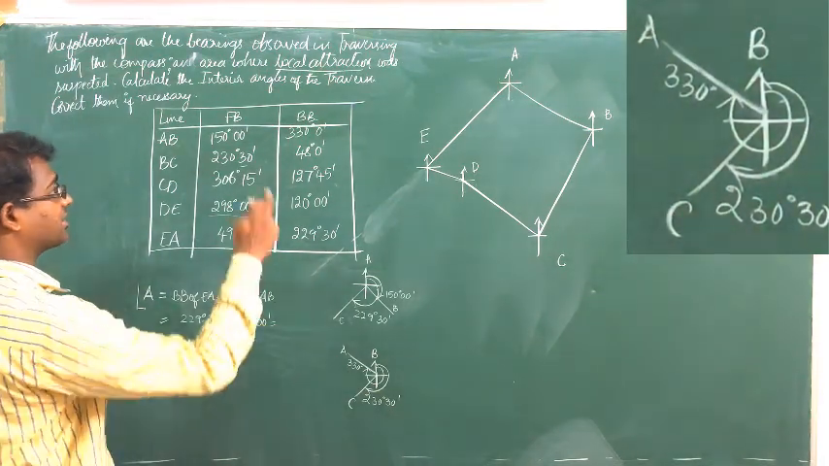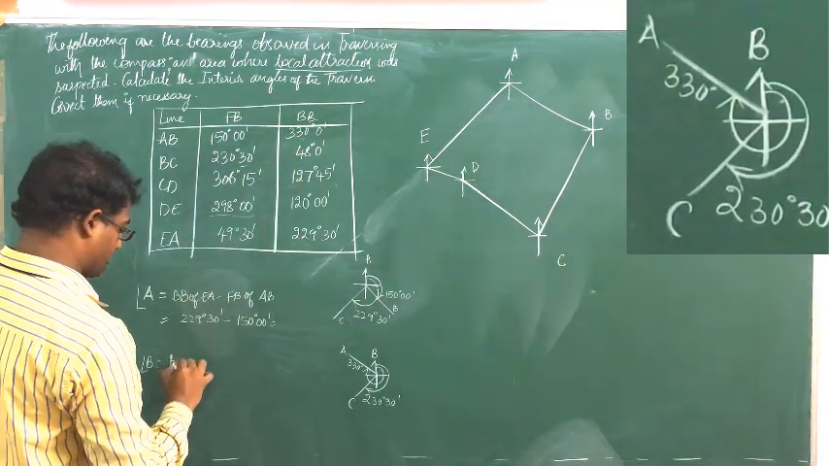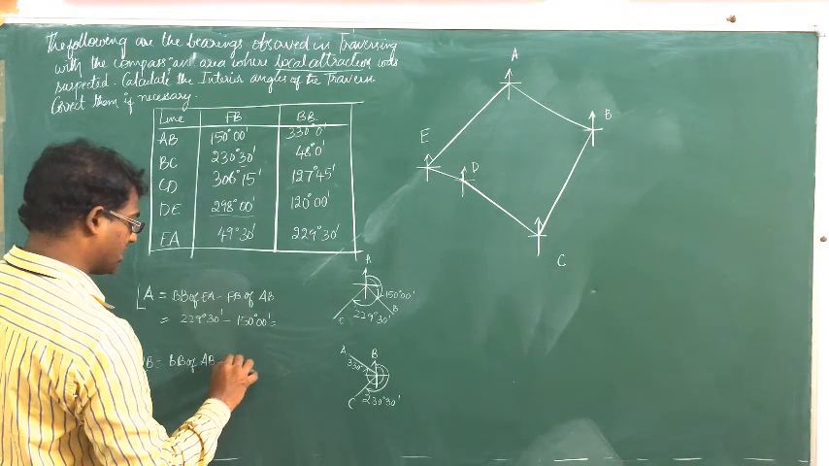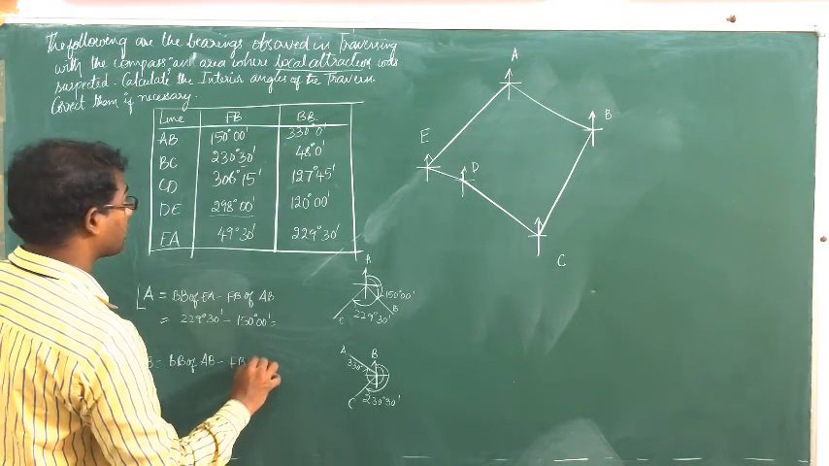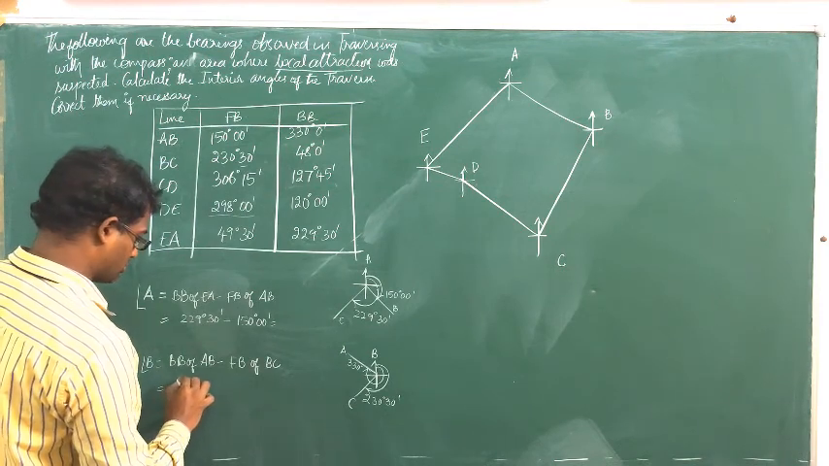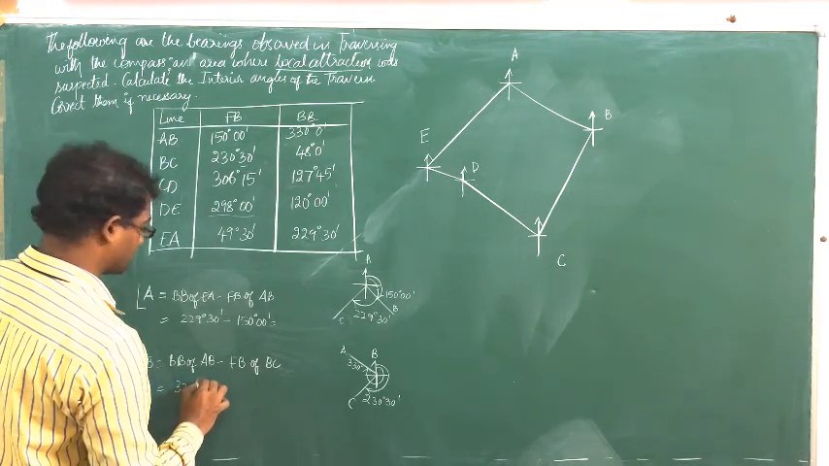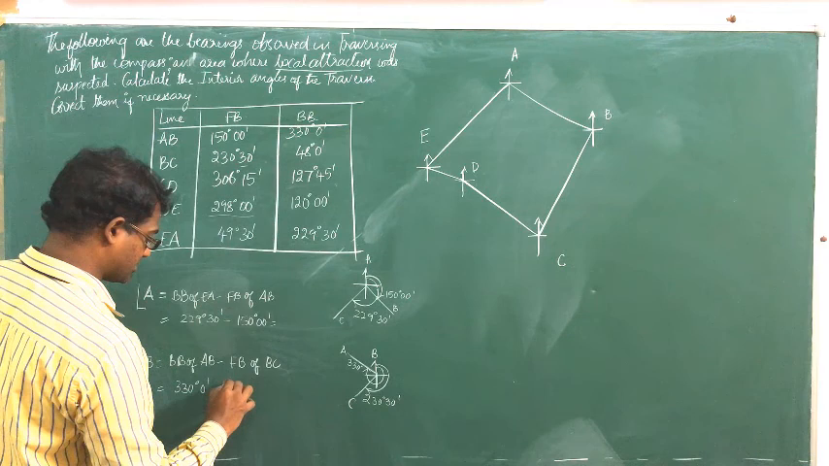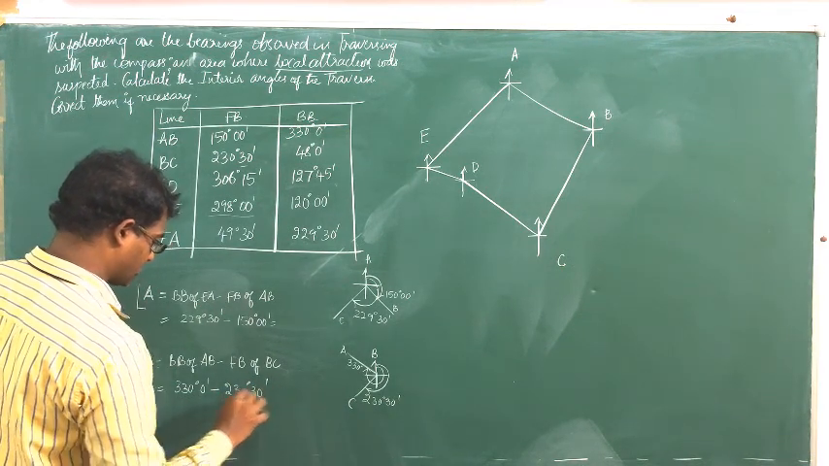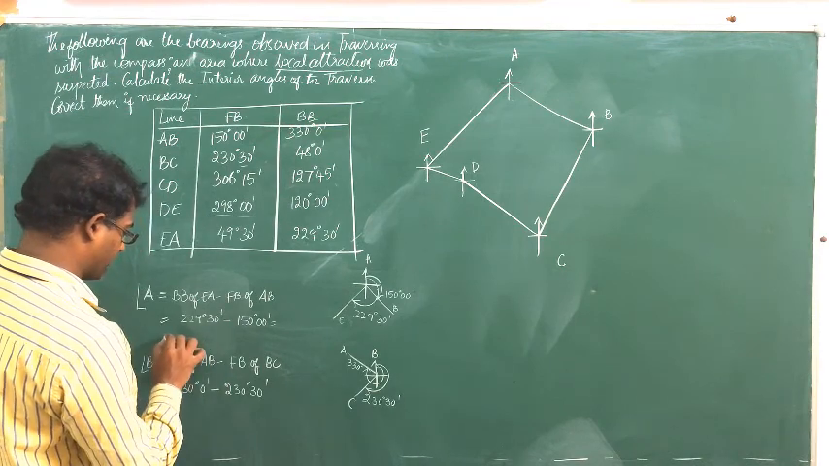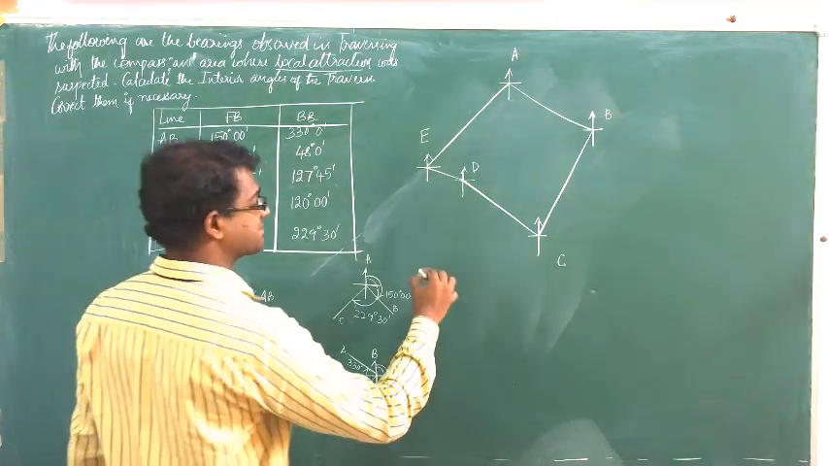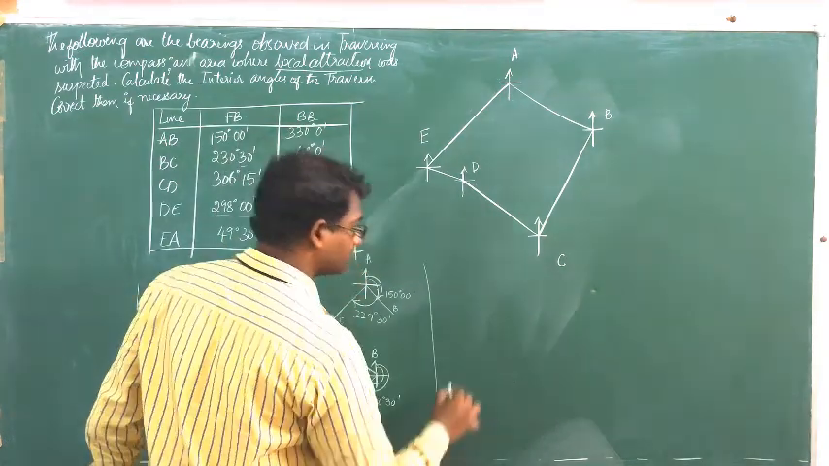So what is 330? This is the back bearing of AB minus forebearing of BC. That is equal to 330 degrees 0 minutes minus 230 degrees 30 minutes. We calculate it, we will get the value of angle B. Now let us calculate angle C.